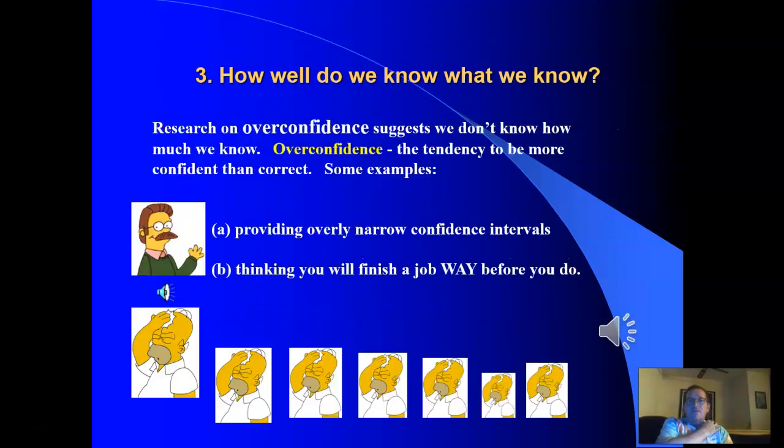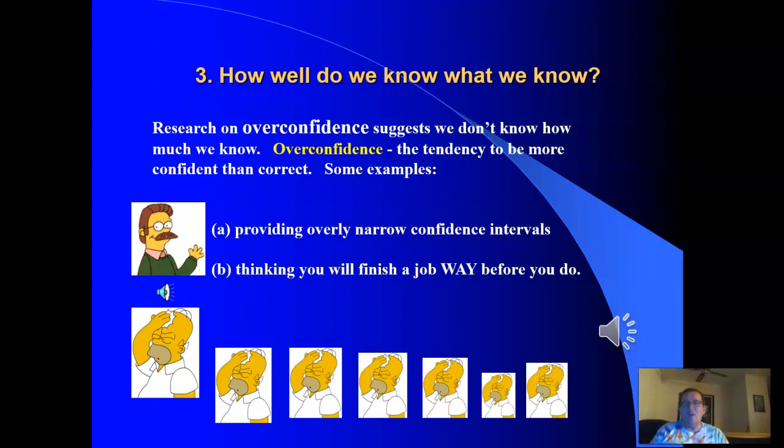And if you want a definition, here it is. Overconfidence is a very simple definition. It's simply the tendency to be more confident than correct. And one example I just gave you was providing overly narrow confidence intervals. A second example that I've been guilty of many times is thinking I'll finish a job way before I finish it. It doesn't matter whether it's an art project or building a shed or solving a problem or giving a lecture a lot of the time. I often think I will finish something way before I actually do.